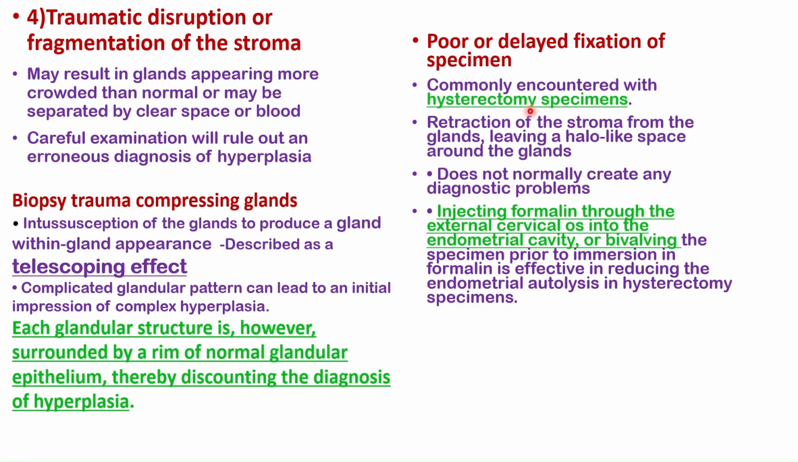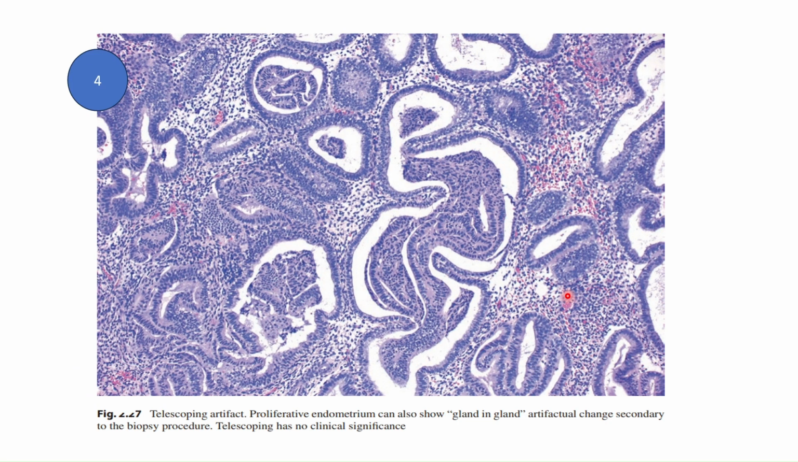Now, poor or delayed fixation of specimen is most commonly seen in hysterectomy specimens. In this, there is retraction of the stroma from the glands, leaving a halo-like space around the glands, and we can overcome this effect by injecting formalin through the external cervical os into the cavity or bivalving the specimen prior to immersion in formalin. By this we can reduce autolytic effect in this specimen.